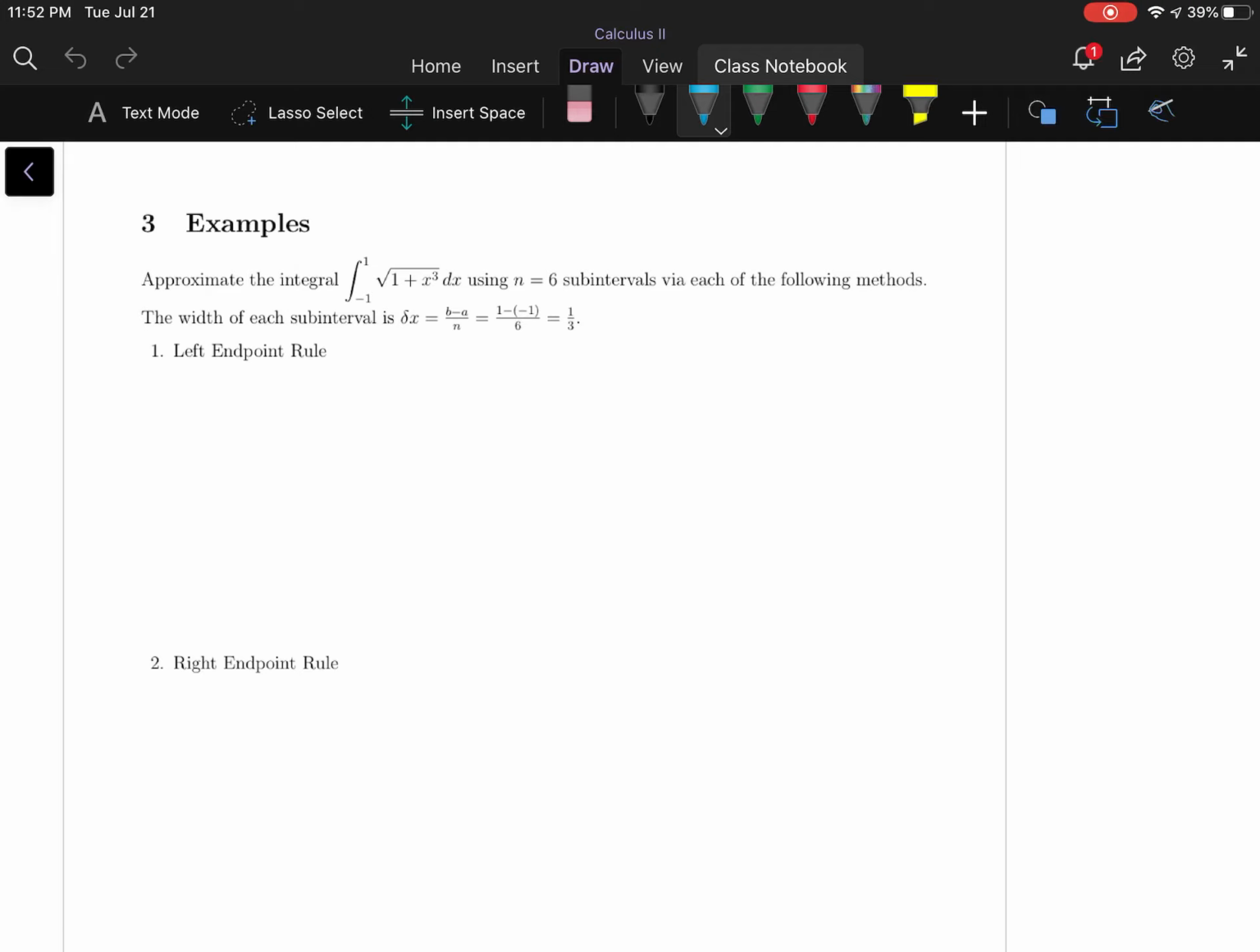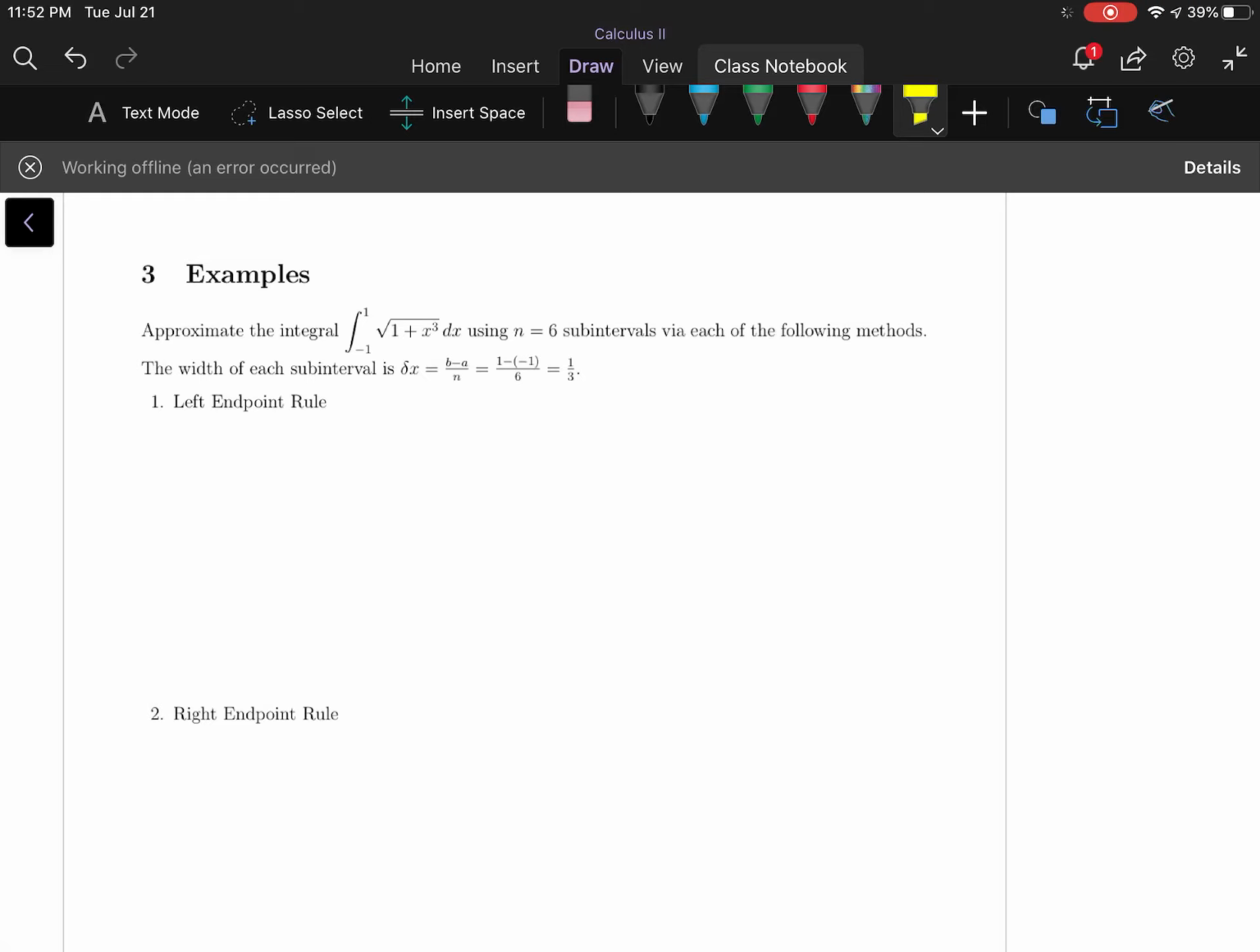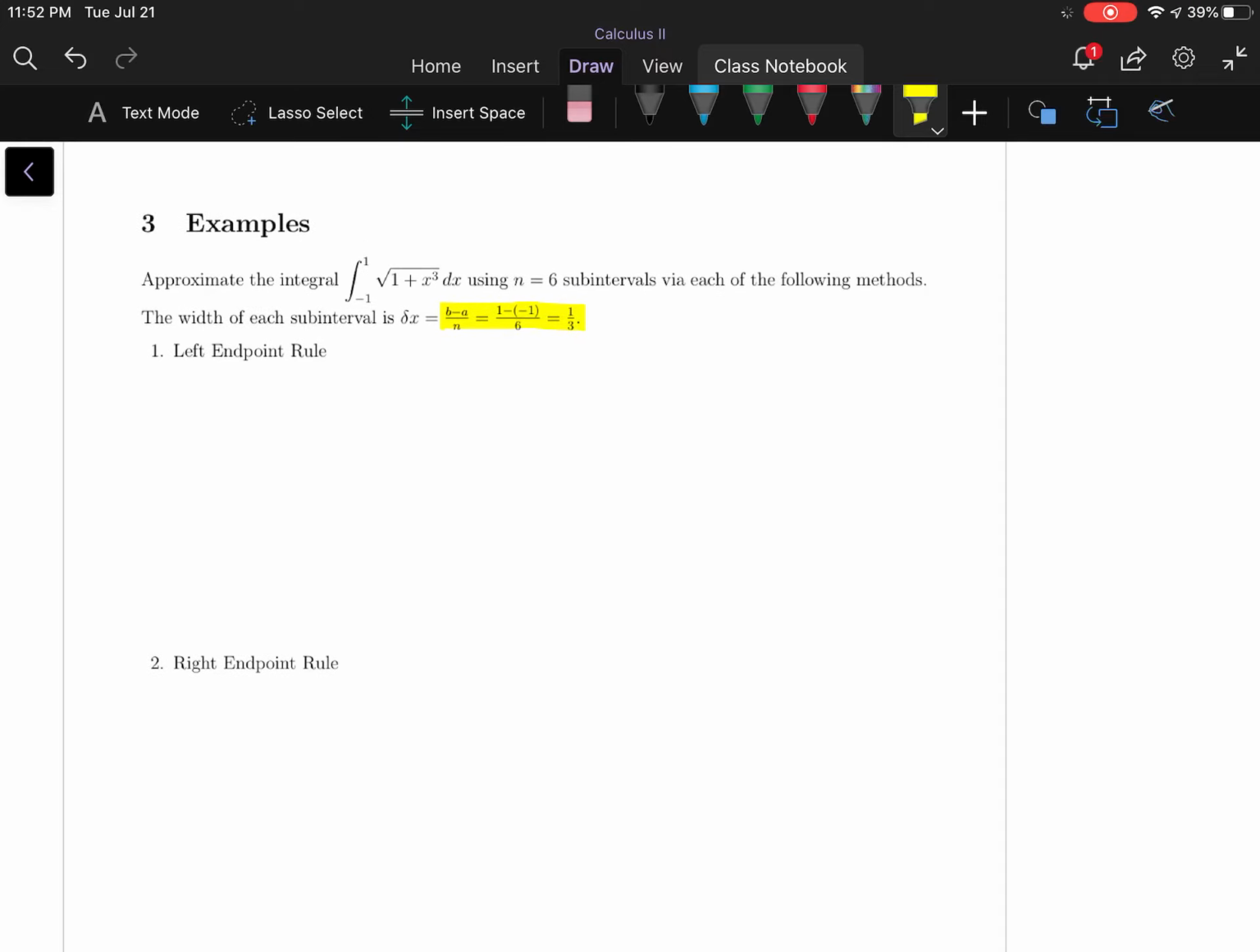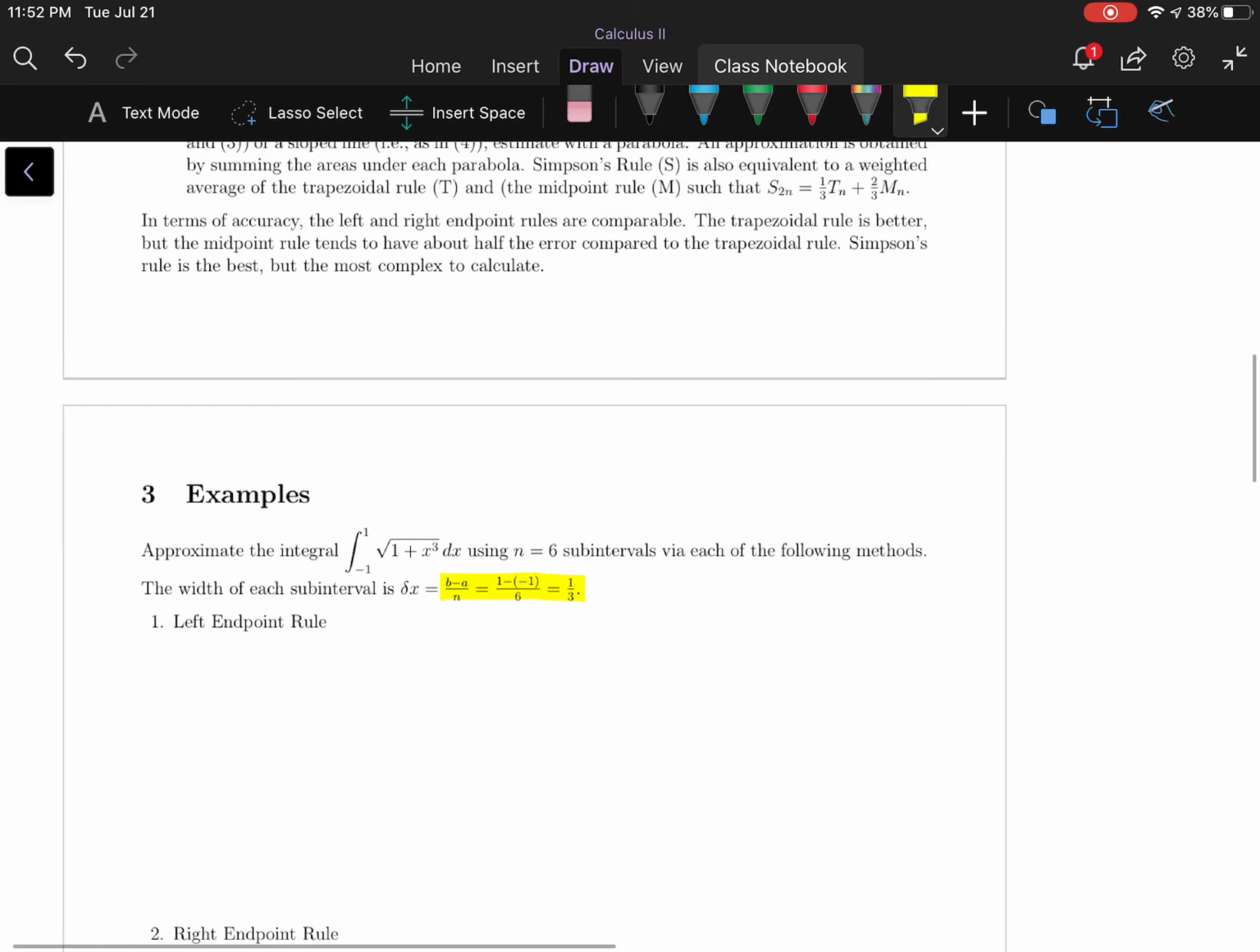Now, in order to figure out exactly how wide those rectangles should be along the x-axis, there's a very simple approach, and that is to look at the right bound minus the left bound divided by n, the number of subintervals that you want, which is right here. So we are going from 1 minus -1 divided by 6 subintervals or rectangles, which comes out to 2/6, which simplifies to 1/3. So where does this come into play?